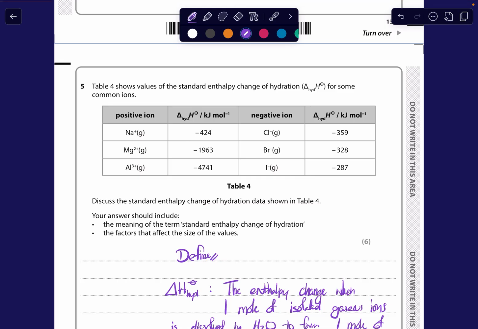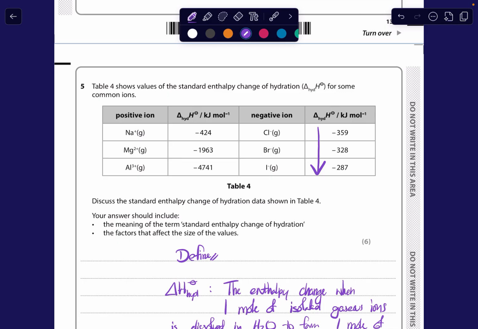However, they're not the same because you can see that they become less exothermic as we go down group 7. The reason why is that when we go down group 7, we have more shells, more shielding, more electrons. The atoms become bigger and bigger and bigger. Therefore, the ions are bigger and bigger and bigger. And we still have the same negative charge. So as we go down group 7, the charge density decreases.